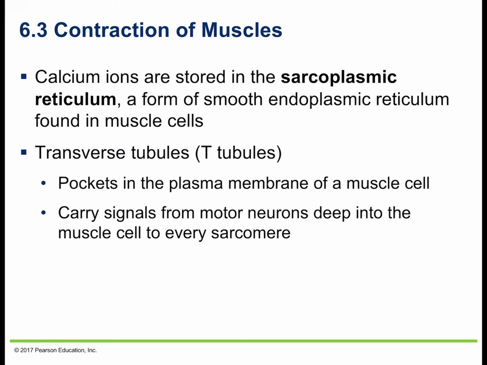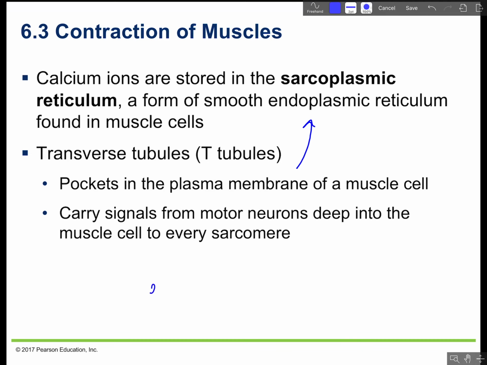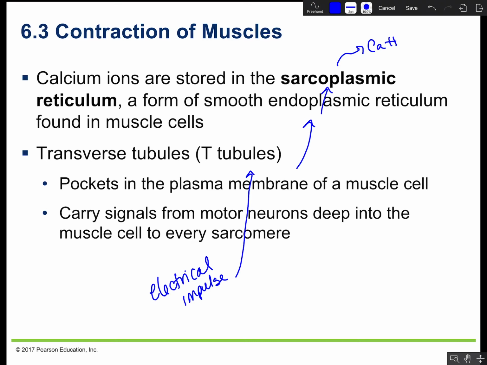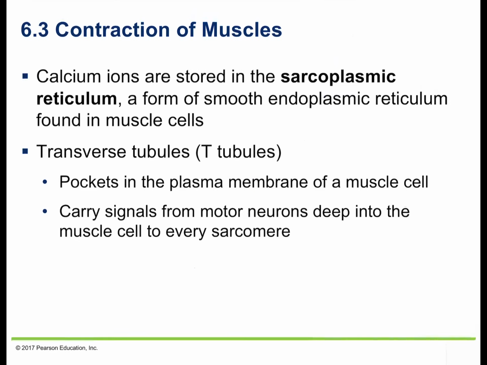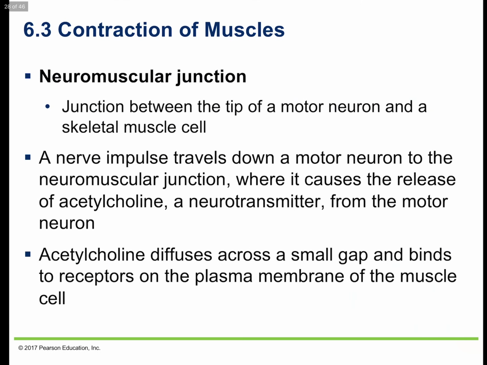Okay, so calcium ions come from an area called the sarcoplasmic reticulum. It is basically the smooth endoplasmic reticulum in a muscle cell. And transverse tubules, which are connected to the plasma membrane, carry electrical impulses to this sarcoplasmic reticulum, telling it to release. So an electrical impulse will travel down the T tubules, and that will cause the sarcoplasmic reticulum to release calcium. And remember, calcium is required to remove that troponin-tropomyosin complex.